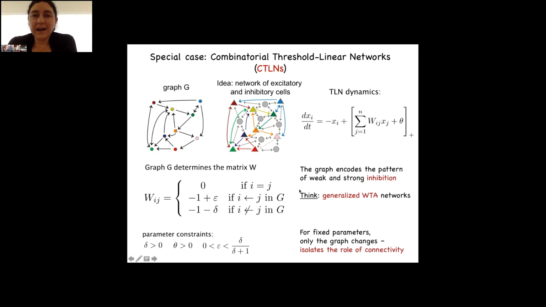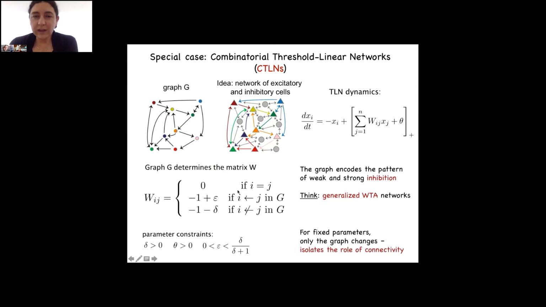Okay, and a particular note, the -1 is not some arbitrary choice. It's actually dictated by the self-leak. So remember I said we're measuring time in units of the time scale that is dictating the exponential leak back to rest when the neuron is not getting input. And so the weak inhibition means that the effect of neuron J on neuron I is less inhibitory than neuron J's self-inhibition through its self-leak. So when you have an edge in the graph, you have weaker inhibition than the neuron's self-inhibition. And when you don't have an edge, you have stronger inhibition than the neuron's self-inhibition.